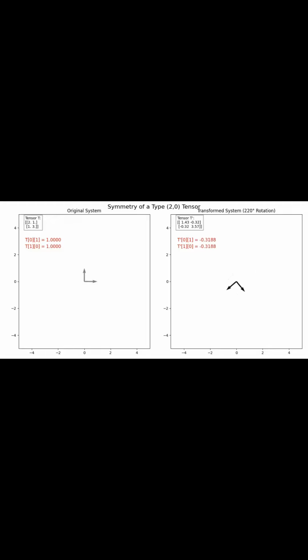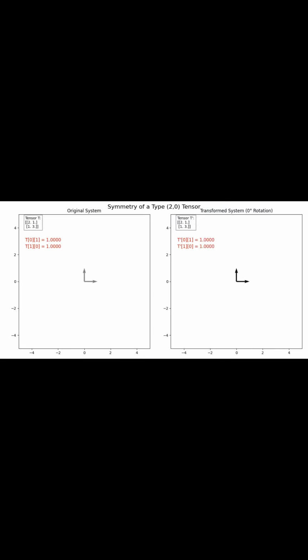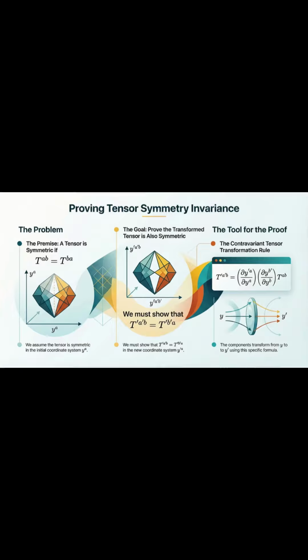And finally, this all leads to the big payoff. Because we started with that symmetric tensor, when you apply those transformation rules, it doesn't matter how you change the coordinates, the math guarantees the symmetry is still there. And that's the whole point. It proves that symmetry is a built-in characteristic of the tensor itself, totally independent of how we choose to represent it. Tensor symmetry remains unchanged during coordinate transformations because it is a fundamental invariant characteristic of the tensor structure itself.